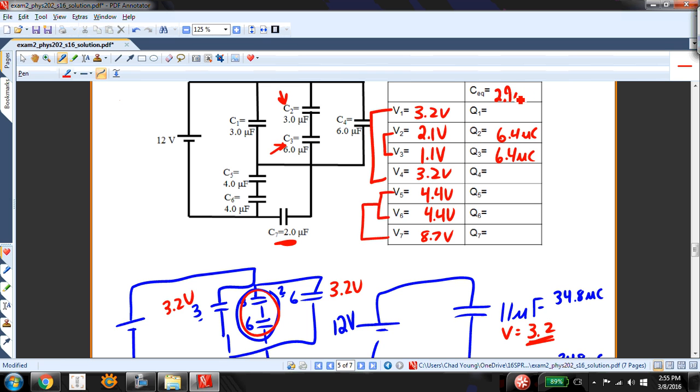This was 2.9 microfarads, and now it's just a matter of going through and multiplying V1 times C1 to get, what's that, 9.6 microcoulombs. 3.2 times C4, which is 6, that's 19.2 microcoulombs. This is 4.4 times 4, 17.6, 17.6, and then 8.7 times 2, 17.4.